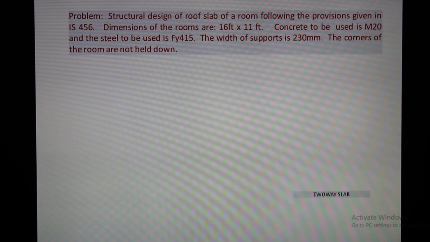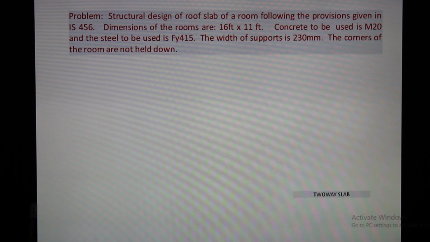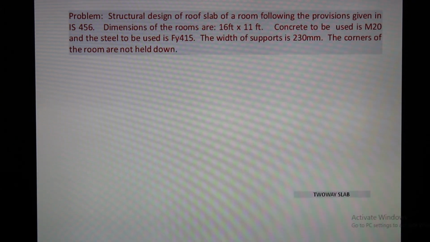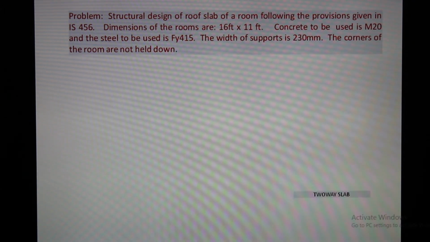Viewers, now we will go to the actual problem. What is the problem given? Structural design of the roof slab of a room following the provisions given in IS 456. The dimensions of the room are 16 feet by 11 feet. Concrete to be used is M20 and the steel to be used is Fe 415. The width of support is given as 230 mm. The corners of the room are not held down. This is the problem. Now we will go into the problem.